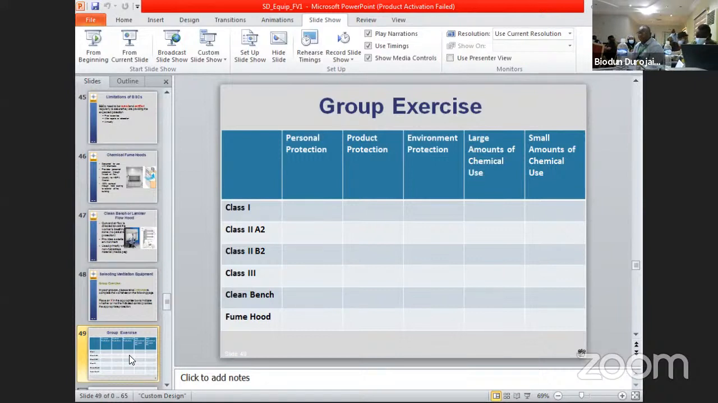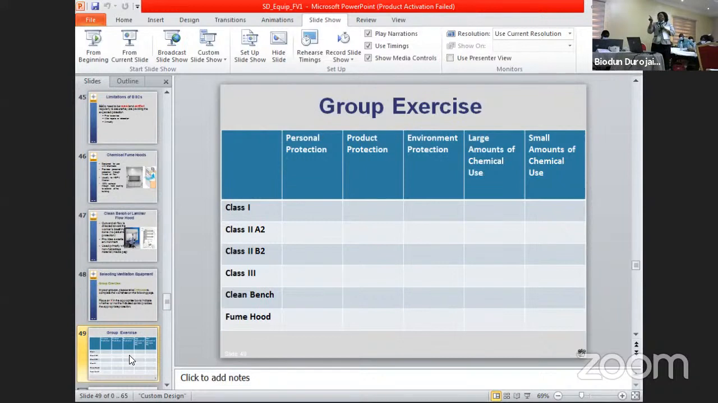Okay. So let's look at environmental protection. Class 1, does it protect the environment? Yes. It does not protect the environment? Wait, let's look at class 1. Air passes over the working area. Exhaust air is not filtered before returning to the room. No product protection. Did you say anything about the environment? No, because the air doesn't go out. The room is the environment.